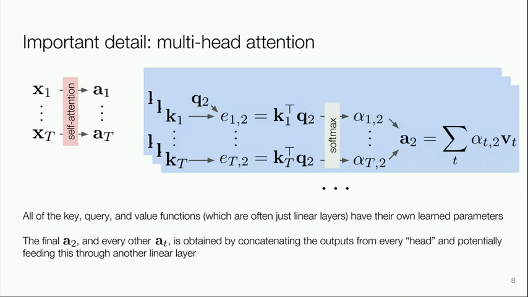And the final thing that I output, here in this picture it's A2 because this is a picture of the second time step, but in general every A_t is obtained by concatenating the outputs from every head and then potentially feeding this through another linear layer as an information processing stage, although oftentimes that's not even needed. We can just concatenate the outputs from all of these heads together.